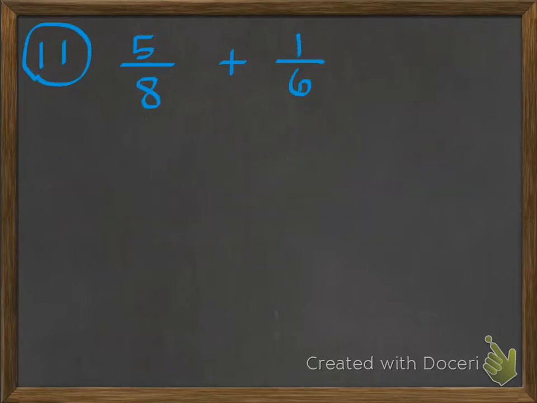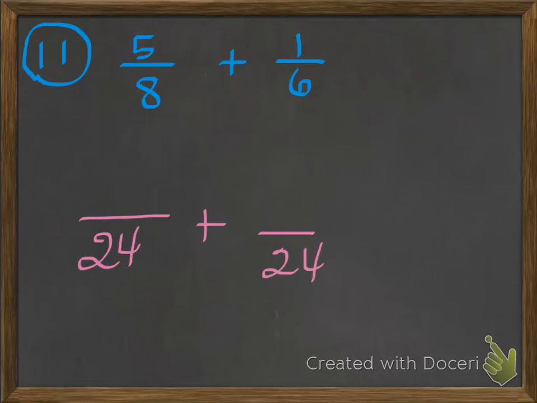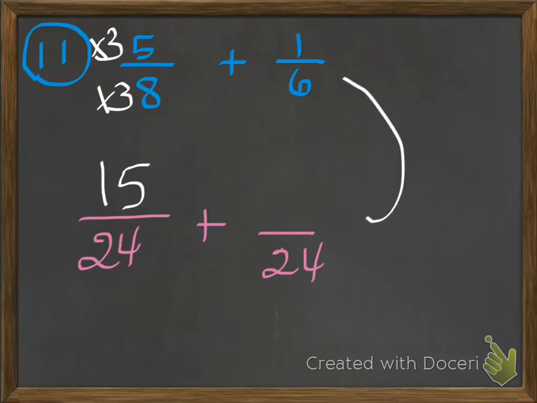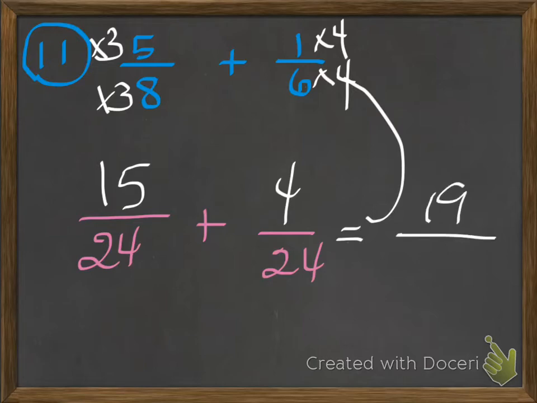Number 11. 5/8 plus 1/6. Okay, to find the common denominator, I found the least common multiple, and that's 24. To get from 8 to 24, I have to multiply it times 3. Whatever I do to the bottom, I have to do to the top. So 5 times 3 is 15. To get from 6 to 24, I had to multiply it times 4. So whatever I do to the bottom, I have to do to the top. So 1 times 4 is 4. I add them up together and I get 19/24.